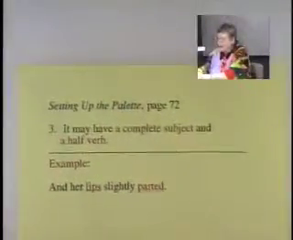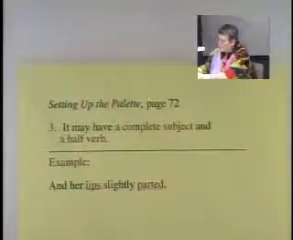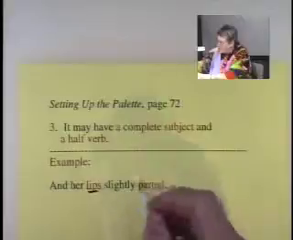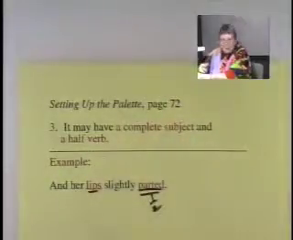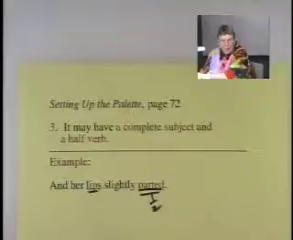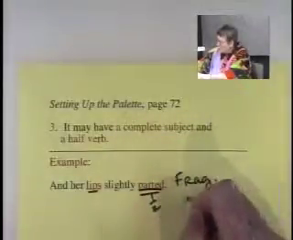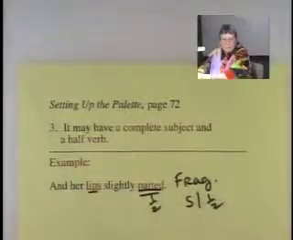Highlight this. A phrase could have a complete subject and a half verb. So this time you have, and her lips slightly parted. I know you probably could read that in such a way that you say, I want to call that a whole verb. But I'm calling it a half verb. And if I decide to call it a half verb, you remember those ed endings can go either way, then this turns out to be a fragment as well. And it looks like this, complete subject and a half verb.